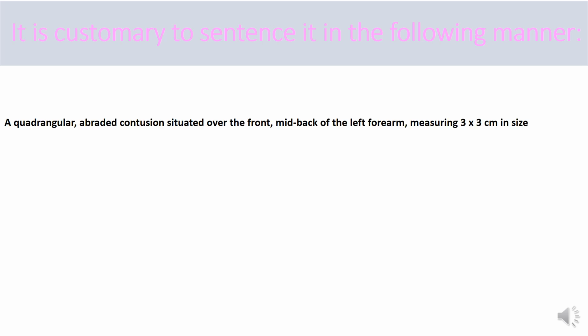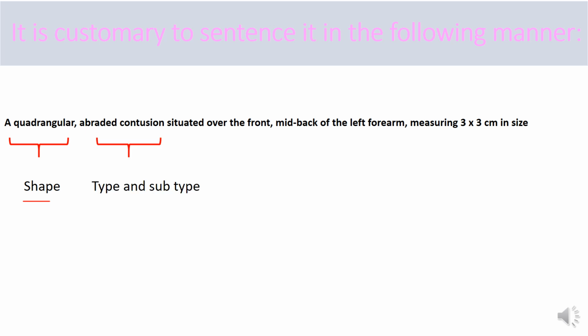Right. Now, let's read this injury description. A quadrangular, abraded contusion situated over the front mid-back of the left forearm, measuring 3 × 3 cm in size. Right. So now let's have a detailed description. A quadrangular: that means shape has been emphasized. Anybody can think about the shape.